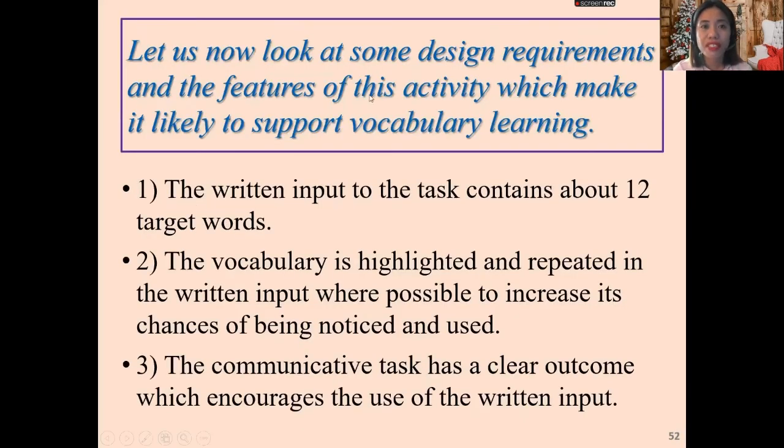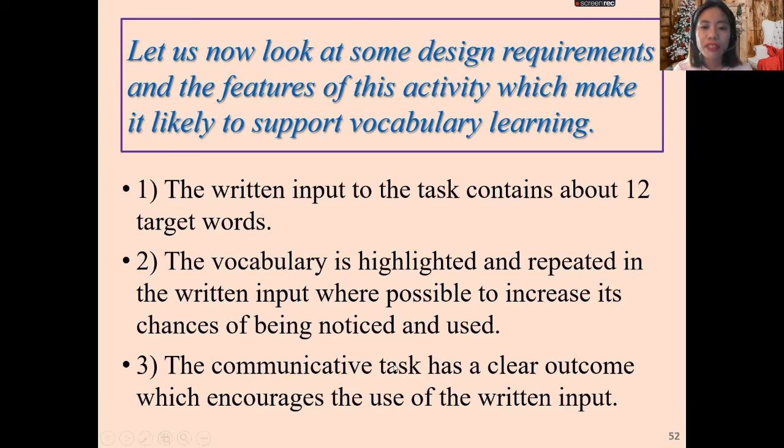Let us now look at some design requirements and the features of this activity which make it likely to support vocabulary learning. Number one, the written input to the task contains about 12 target words. And the vocabulary is highlighted and repeated in the written input where possible to increase its chances of being noticed and used, because the more frequent the vocabulary is used, the higher the chance that it can be noticed by the listener. So that's why I told you you could also create another activity alongside with it, where you would ask the learners to list down the keywords.